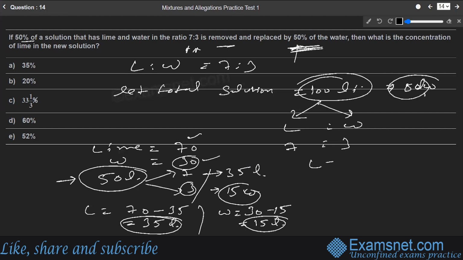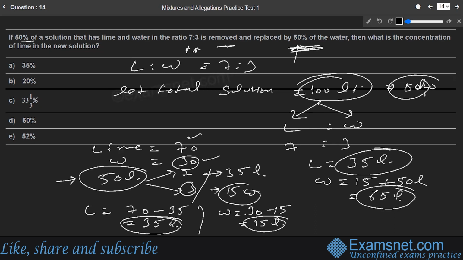So the original lime part remains as it is, that is 35 liter, because there is no addition or subtraction into it. But the water part, which had come down to 15 liter because of the replacement, because of the removal, has been added by 50 liter more water. So the original water part now becomes how much? 65 liter of water is there, and 35 liter of lime is there.